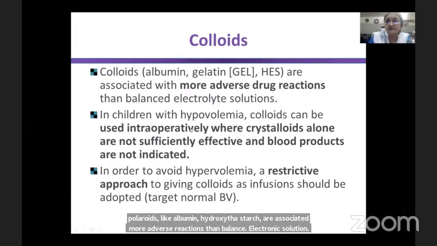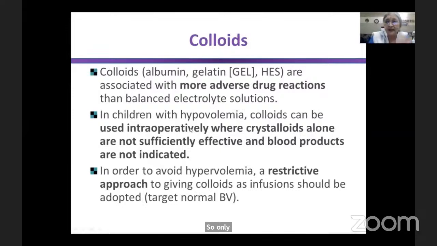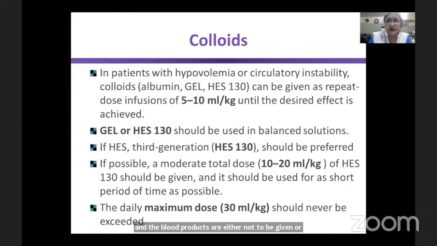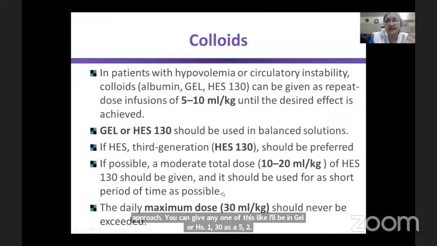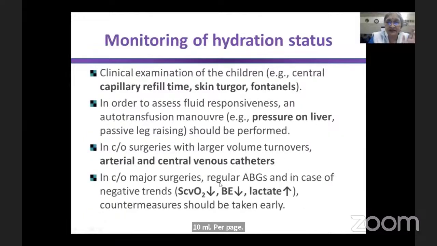The only exception is in children with hypovolemia, if crystalloids are not sufficient to maintain hemodynamic stability and blood products are either not to be given or not available, then one can use colloid intraoperatively in a restrictive approach. You can give any one of these, like albumin or HES 130, as 5 to 10 ml per kg, and a maximum dose of 30 ml per kg of HES can be given.